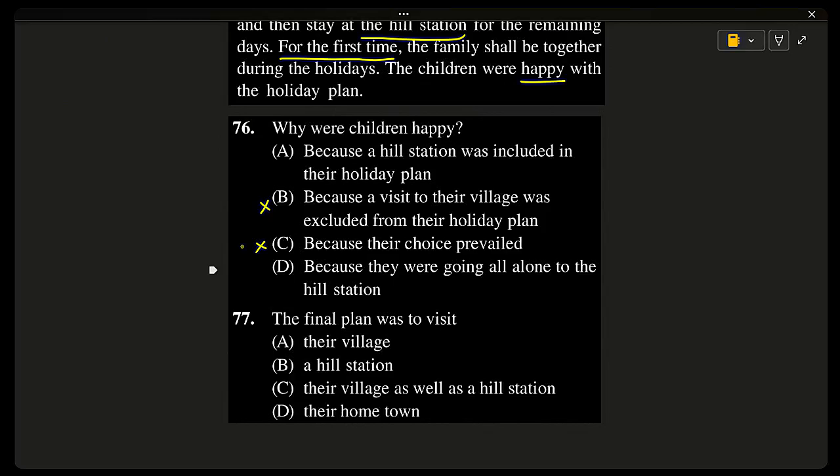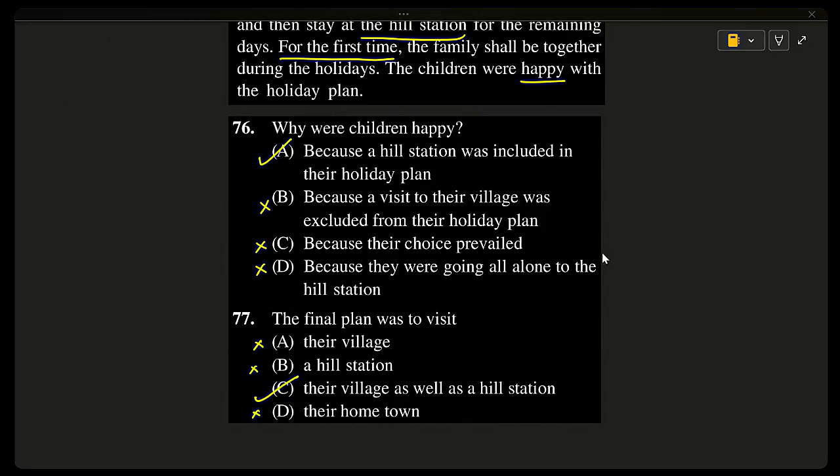Because they were going all alone to the hill station? No. So the correct answer is A, because the hill station was included in their holiday plan. The village is also there, the hill station is also there. That's why they are happy. And 77, the final plan was to visit their village, wrong. A hill station, wrong. Their village as well as a hill station, yes, correct. Their hometown, wrong. Option C is correct.